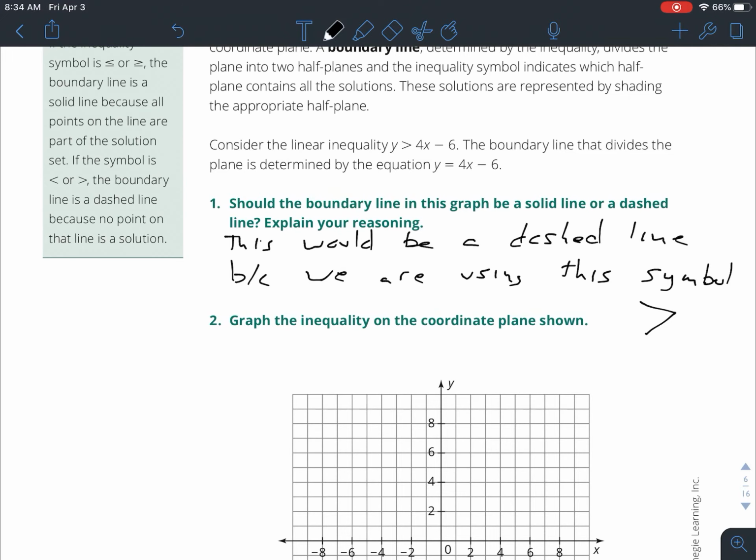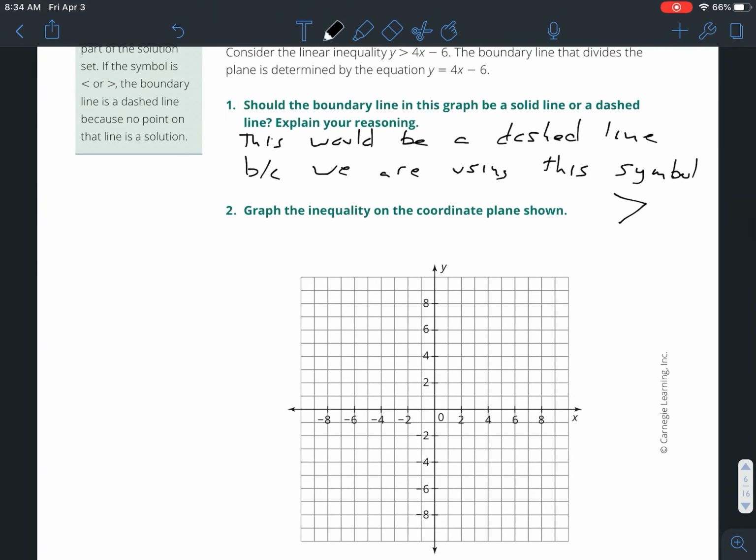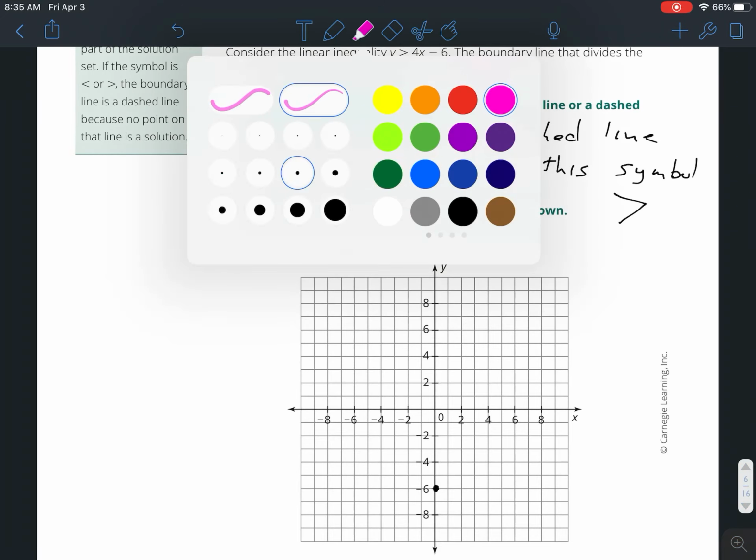So next, number 2 is just telling us to graph this inequality. We should know this by now. This part right there that I'm highlighting in pink is our y-intercept, where it crosses on the y-axis. So because it is -6, we have to start our first point right here at -6. That's where it crosses the y-axis. Now, the 4x is positive 4x. There's no negative sign in front of it.